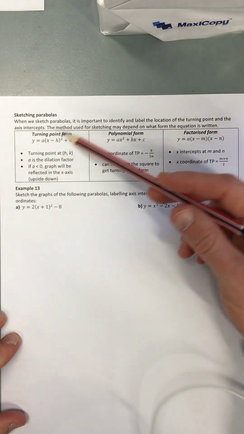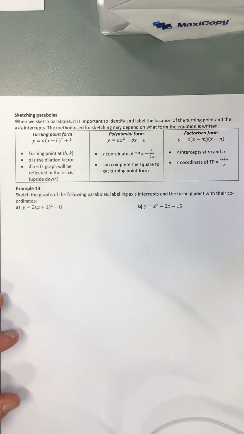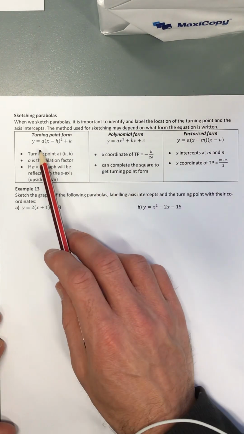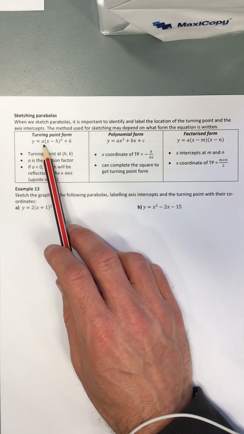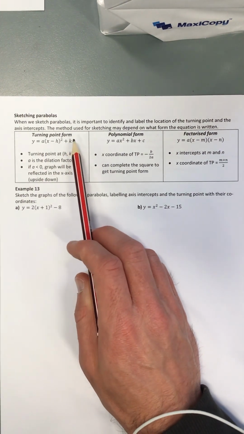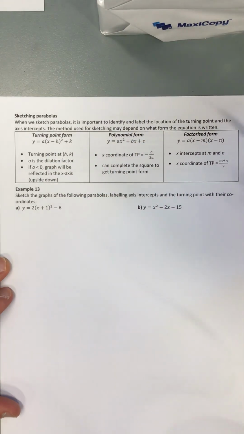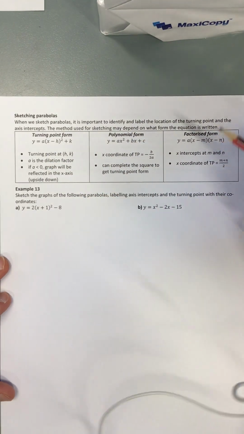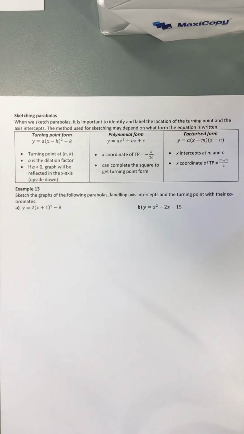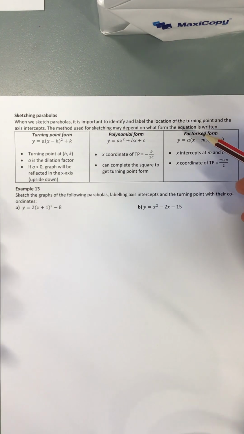Typically, if the equation's in turning point form, then we'll use that to identify where the turning point sits. Just remember that in turning point form, you've got a dilation factor in front, which is a. The value of h is going to move your graph left and right. K is going to move your graph up and down. And of course, if a is negative, you'll get a reflected parabola. So that typically is the easiest way to sketch a parabola if it is in turning point form. And we can complete the square to get the graph into turning point form if we need to.